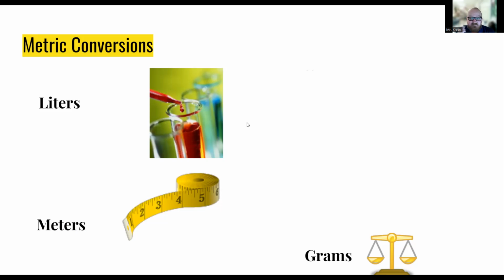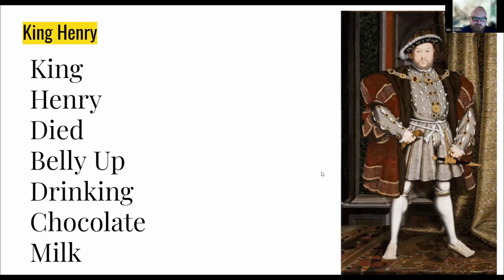And instead of having random numbers tied to each of these different units, like if I'm measuring really big things or really small things in each, we want to go to a sort of a standard system. And so liters is how we measure liquid things. Meters is how we measure the length of objects. And grams is how we measure weight.